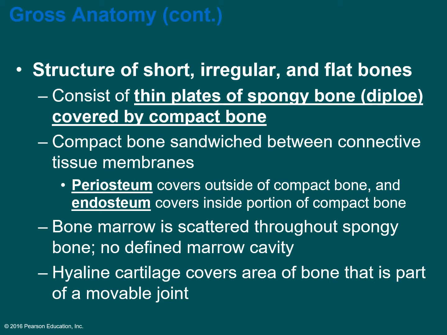Now, some of your short, irregular, and flat bones usually will have the compact bone on the outside and then a thin layer of spongy bone on the inside. It kind of looks like a sandwich, if you will. Periosteum covers the outside of the compact bone, and the endosteum covers the inside portion of the compact bone. Then, like I said, that bone marrow is going to be within the spongy bone. Hyaline cartilage covers areas of the bone if it's part of a movable joint.